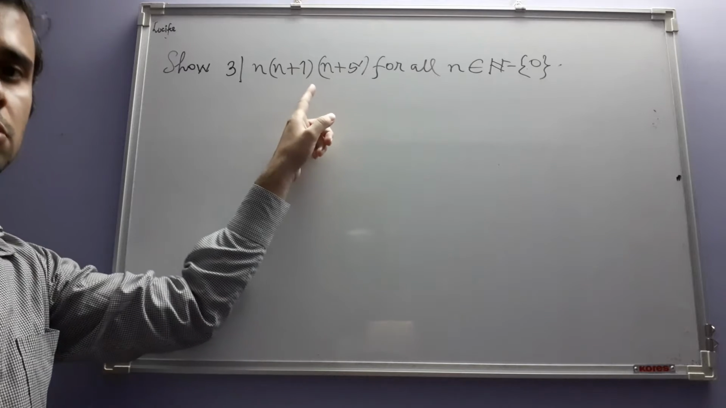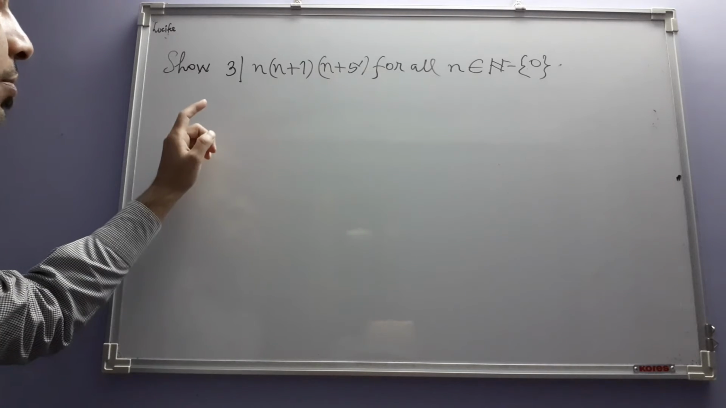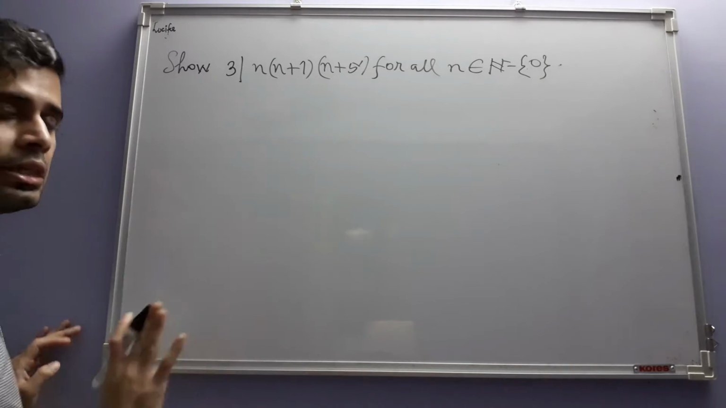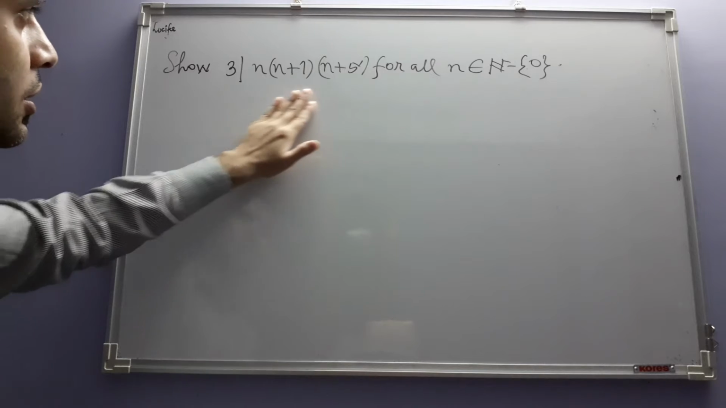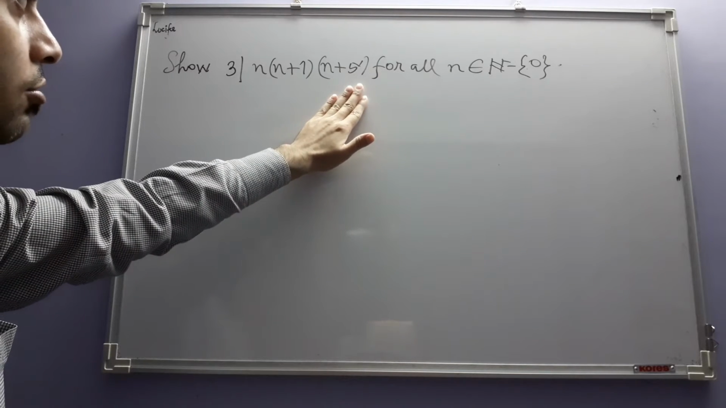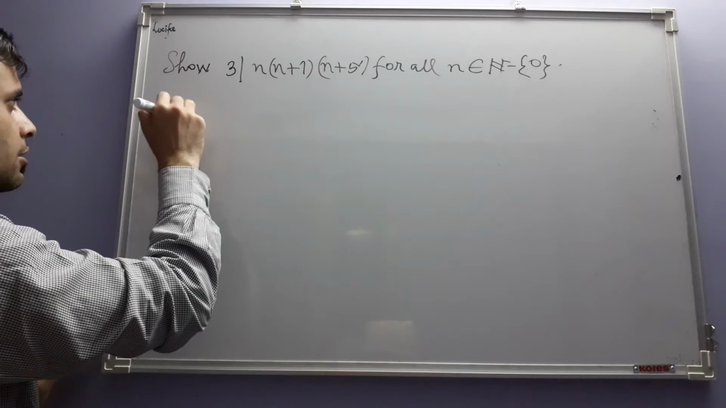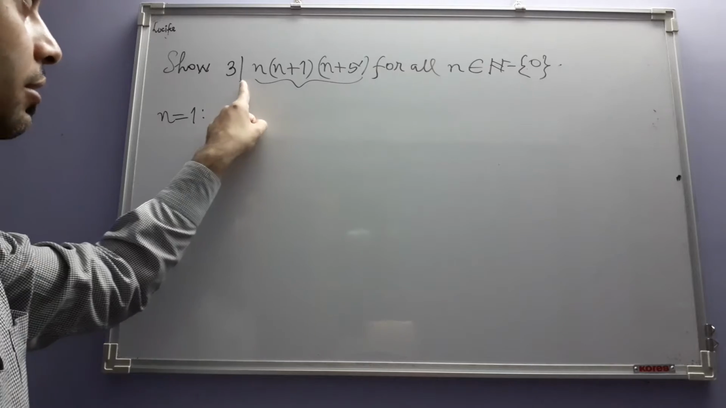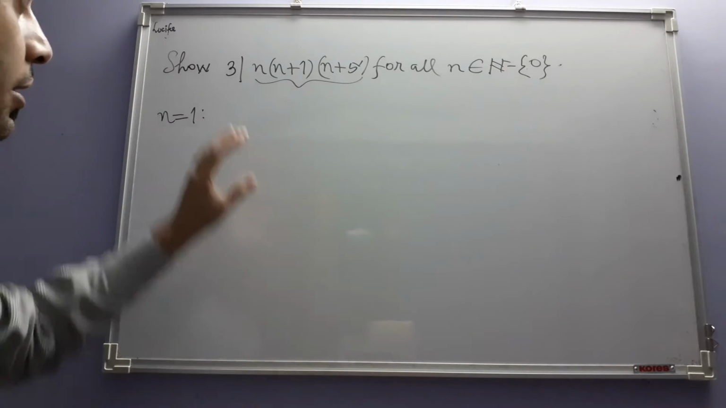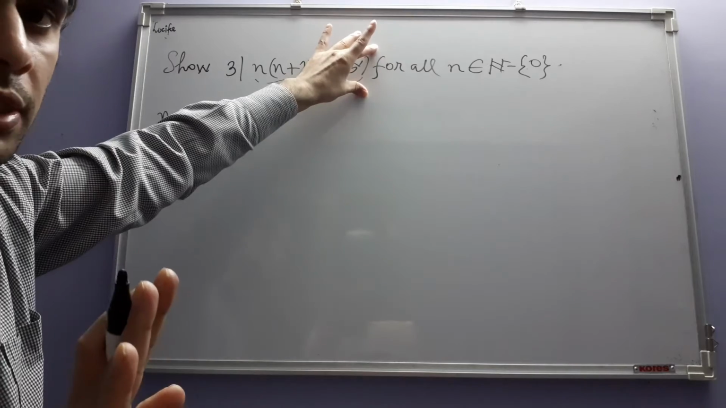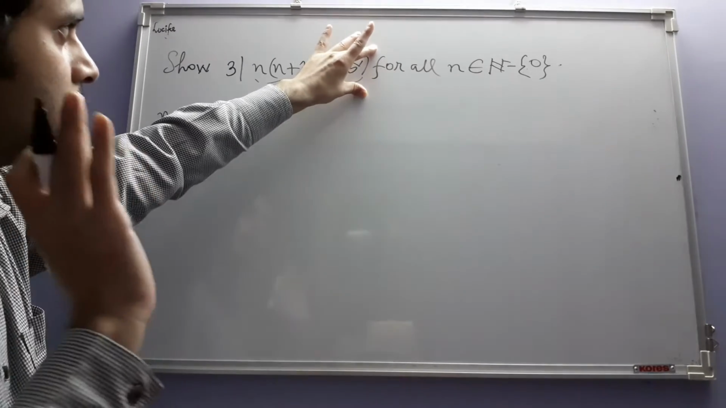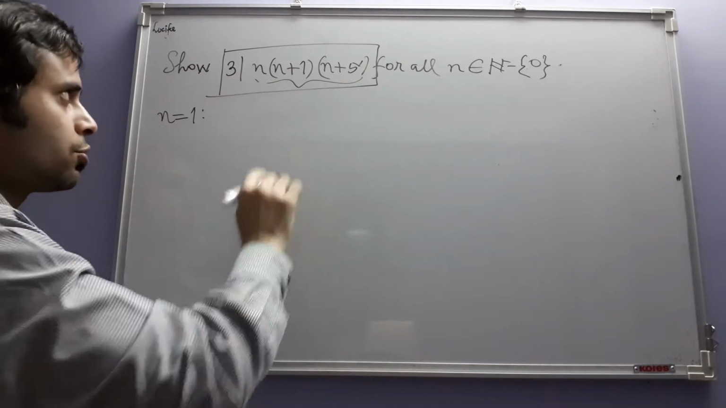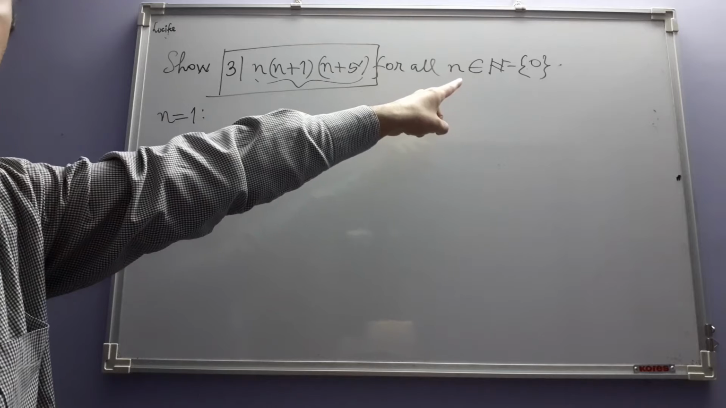Suppose we want to show this, again using induction. So the method is the same. We have to first check the result for n equal to 1. So when n is equal to 1, what is this expression? Now remember, here there is no left hand side or right hand side. This is just a statement. This is neither an equation nor an inequality. This is just a mathematical statement that you have to show is true for all positive integers n.